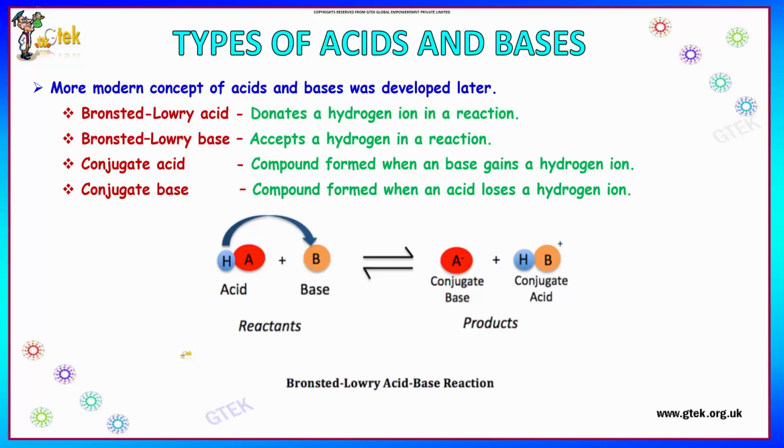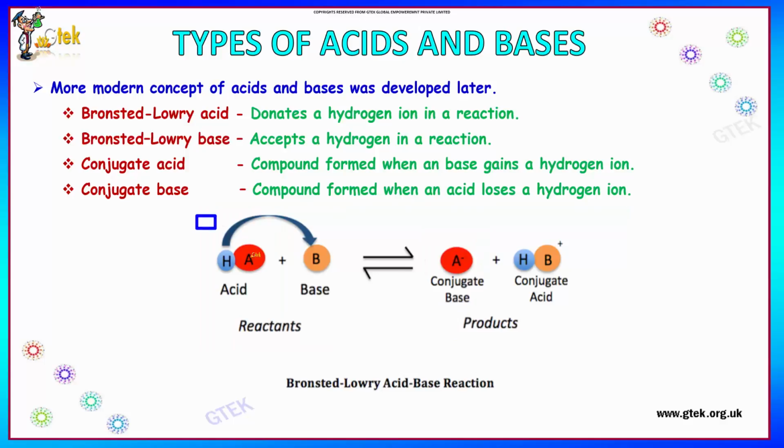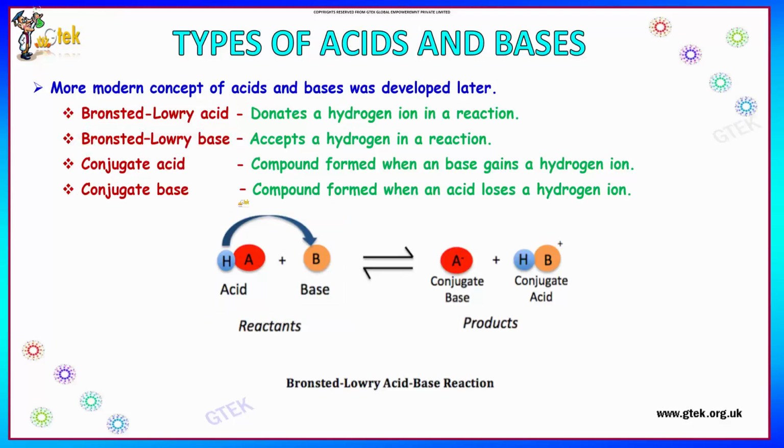On the other hand, we have other concepts like the Bronsted-Lowry acid and Bronsted-Lowry base. As I said, your acid will have hydrogen ions. The species which donates a hydrogen ion in a reaction is called a Bronsted-Lowry acid. The one which accepts a hydrogen ion in a reaction is called a Bronsted-Lowry base.